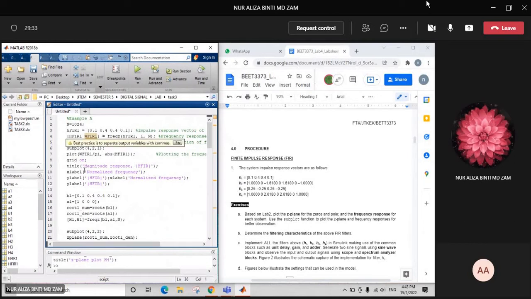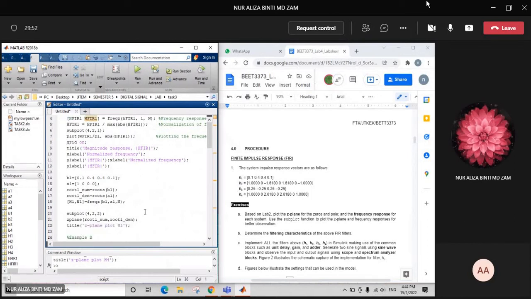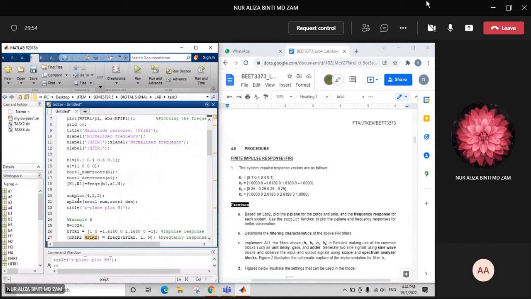And then we have to subplot the frequency response, the magnitude response for the impulse response. The x label is normalized frequency, the y label is the HFIR, and the title is magnitude response. And then for part B, we have to plot the z plane. So here we have to subplot 4 by 2, and the title is z plane plot H1.